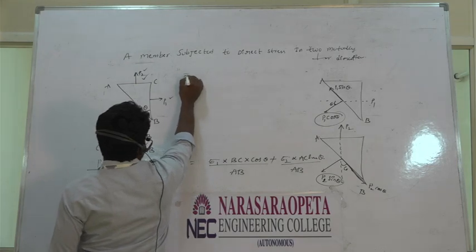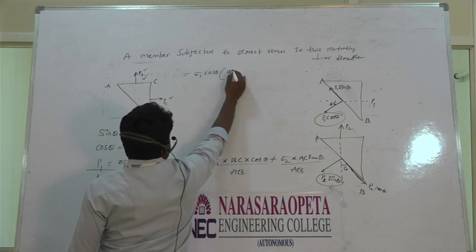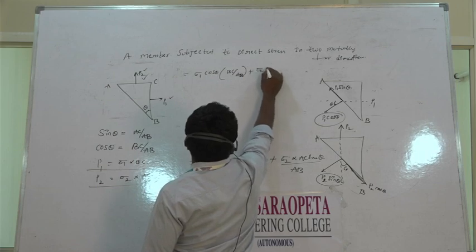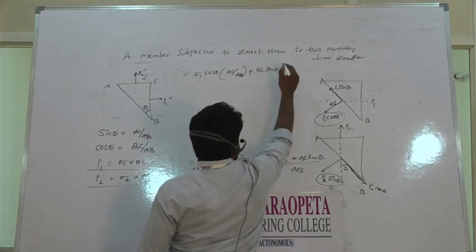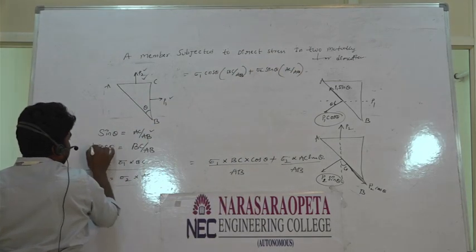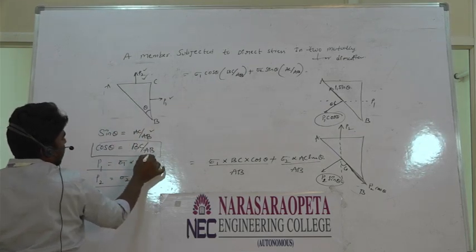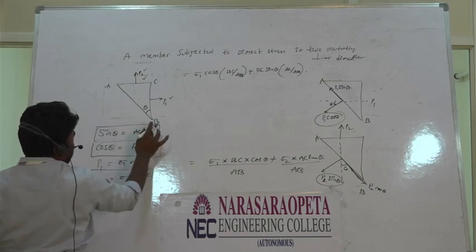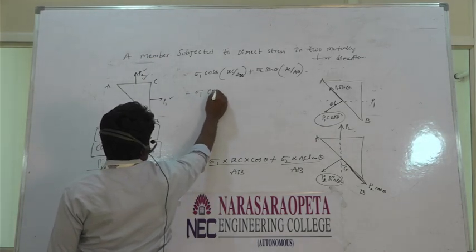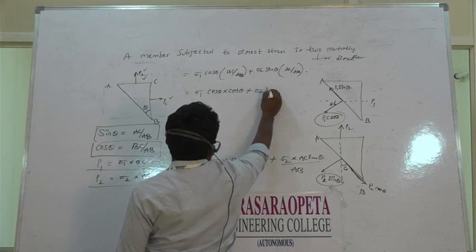Furtherly modified into sigma 1 cos theta, so BC by AB, plus sigma 2 sin theta, AC by AB. So here cos theta equals, from the triangle ABC, BC by AB, and sin theta equals AC by AB. So substituting into the y equation, sigma 1 equals cos theta into cos theta, sigma 2 equals sin theta into sin theta.